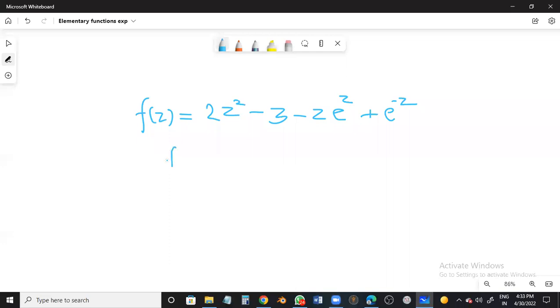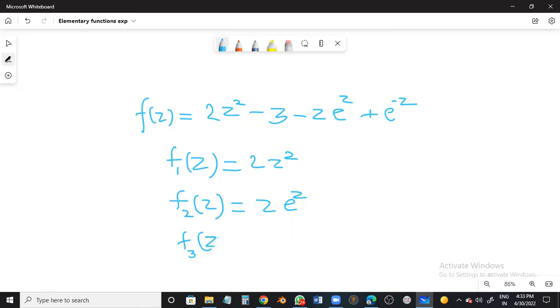So you may say f1 of z is twice z square. F2 of z is z into e raised to z. And f3 of z as e raised to minus z. This will work. You have three different functions.